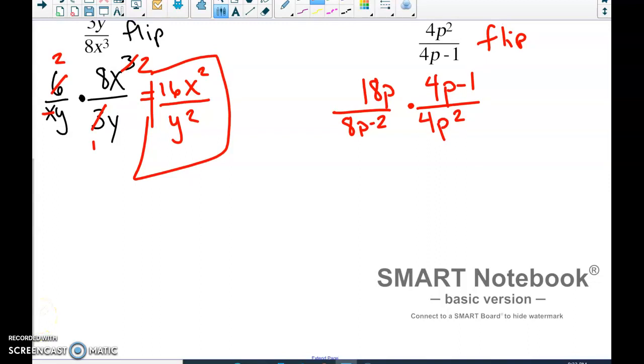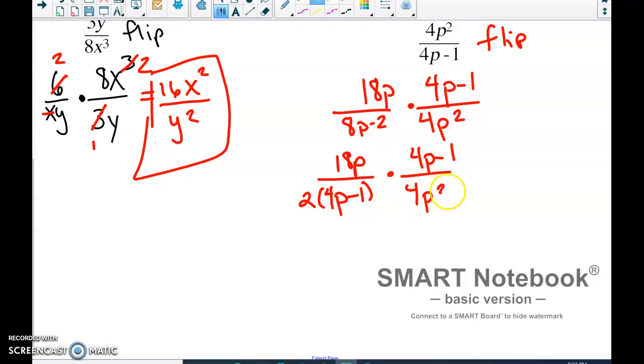Okay, so the only thing I'm seeing that I can factor is I'm going to pull a 2 out of my denominator. So 18p over 2, if I take a 2 out of 4p minus 2, 8p minus 2, I'm going to have 4p minus 1 times 4p minus 1 over 4p squared.